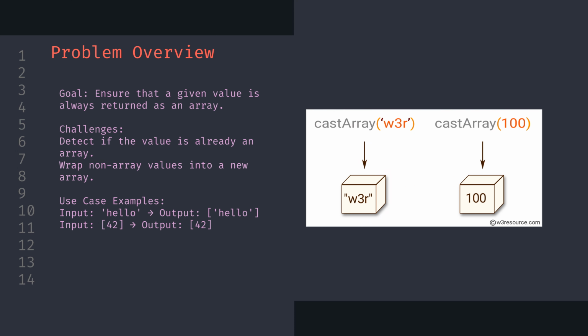The problem is straightforward. We need a function that takes any value and returns it as an array. If the input is already an array, it is returned unchanged. Otherwise, we wrap the value inside a new array. This utility function is particularly useful when handling dynamic input types in JavaScript.